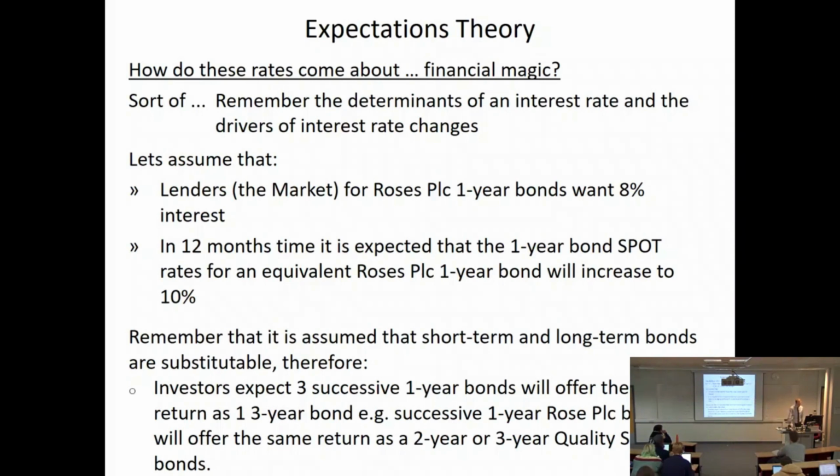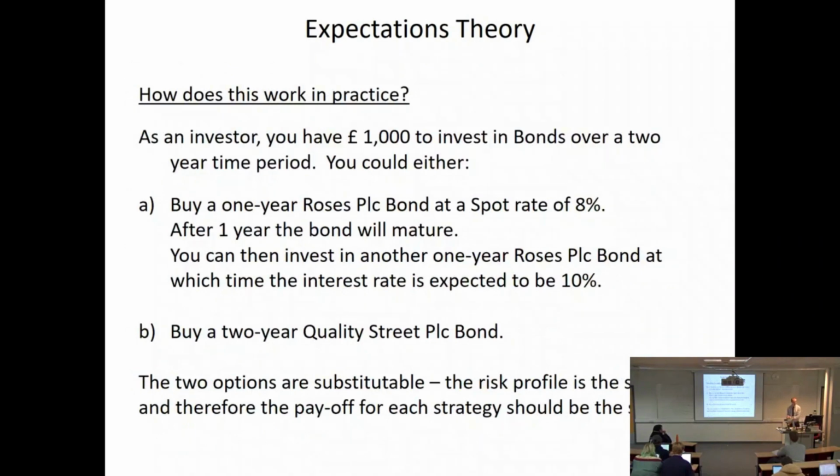So the assumption is that they're substitutable. You're not really bothered if you have a 2-year bond or 2 1-year bonds in this example. So that's the assumption behind the theory here. So I've drawn it out. You have 2 options as an investor. You either go to Roses and buy their 1-year bond and then roll it over in a year's time when you expect interest rates to be higher, which said in a year's time you expect interest rates to go up 10%, or you can buy a 2-year bond from Quality Street from them. You're not bothered which one you invest in.